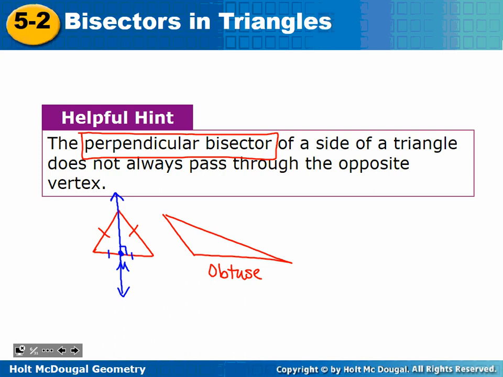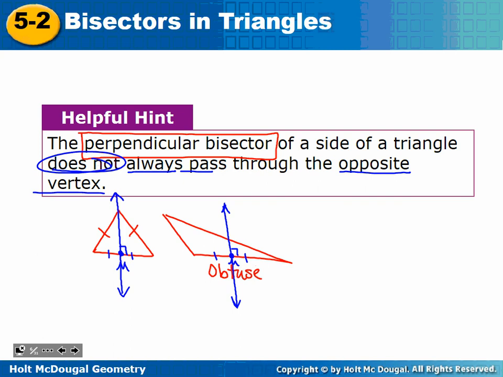Did my perpendicular bisector go through the vertex of the triangle? Okay, yes, it did. But go to your obtuse triangle. Pick a side, estimate about where the midpoint is, and draw a line that makes a right angle. Did it go through the vertex? No. So this little helpful hint is just reminding you that a perpendicular bisector does not pass through the opposite vertex all the time. It can, but it does not always. So you're not worried about it going through the vertex. You're worried about the 2 things we just talked about. It's got to go through the midpoint, and it's got to make a right angle.